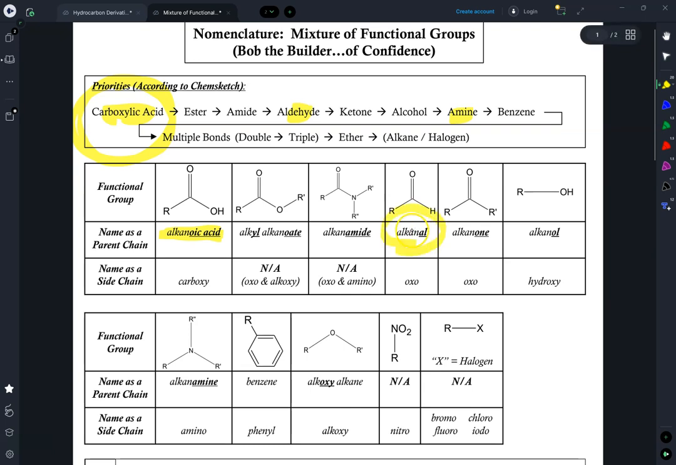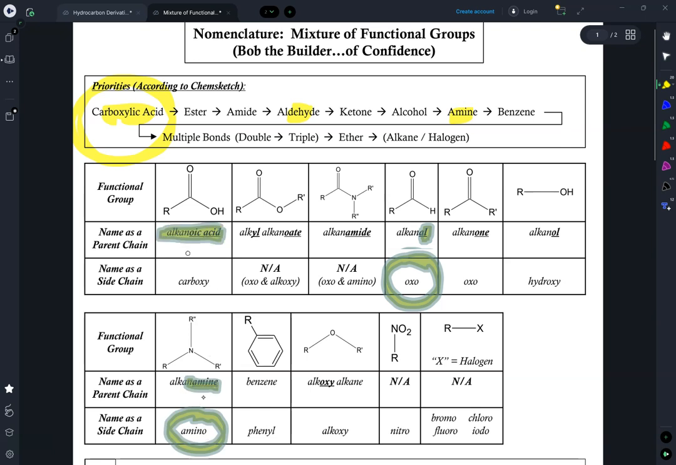If it had been high priority, its suffix change would have been al, so methanal, ethanal, propanal. But because it was demoted, we tell the reader by giving it its secondary name, oxo. The same goes for amines. If amines are high priority, their suffix change would be amine, so methanamine, ethanamine, propanamine. But when the amine has been demoted, its secondary name is amino.